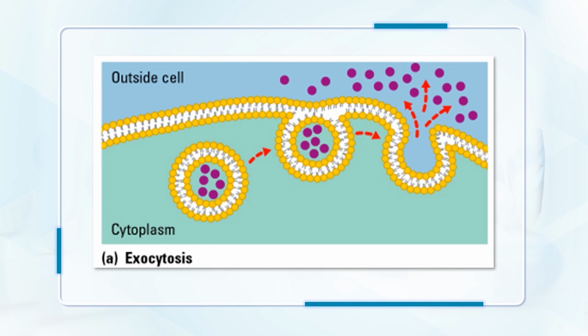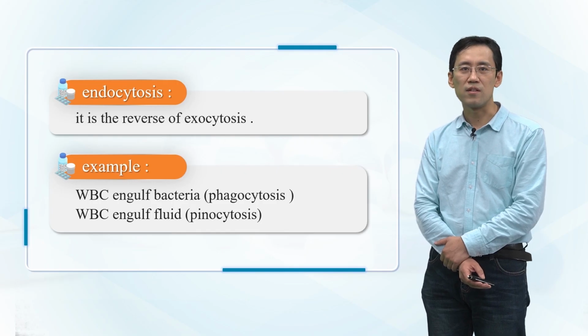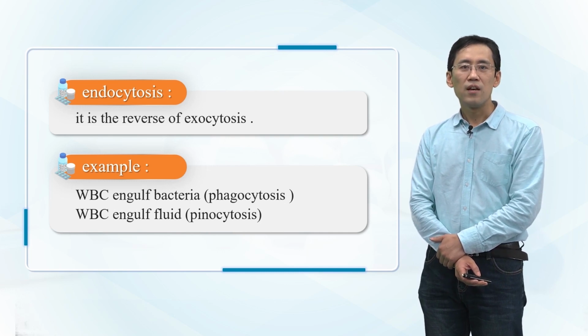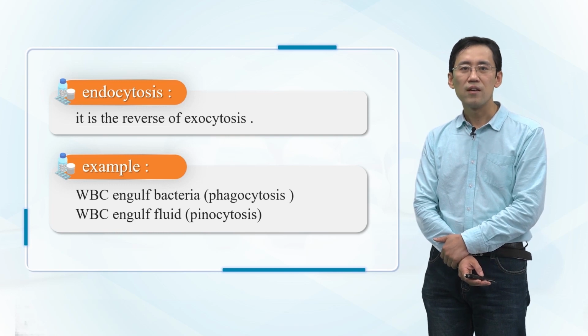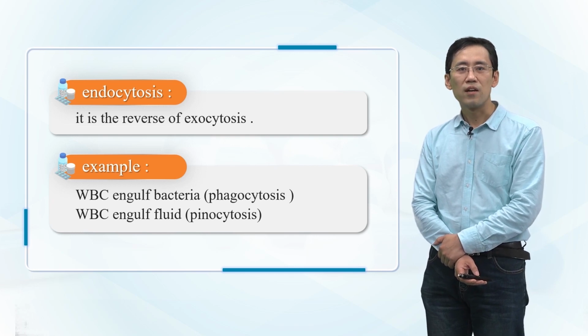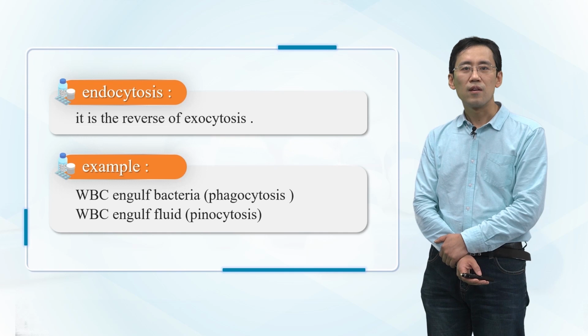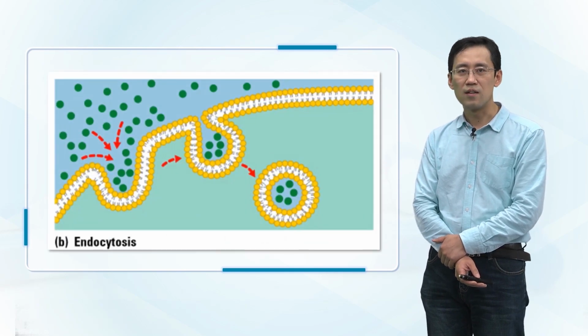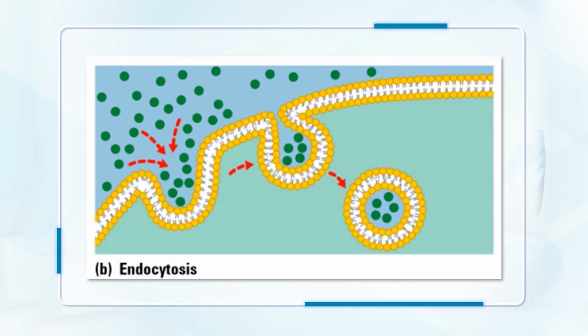Endocytosis is the reverse of exocytosis. For example, when a white blood cell engulfs bacteria, it is called phagocytosis. When a white blood cell engulfs fluid, it is called pinocytosis. This is an image of endocytosis. It is simply the reverse direction of exocytosis.